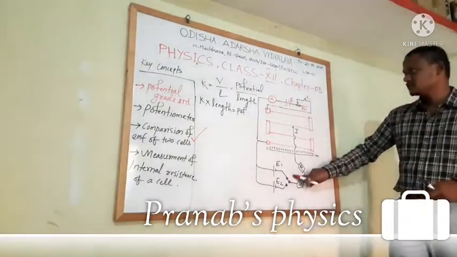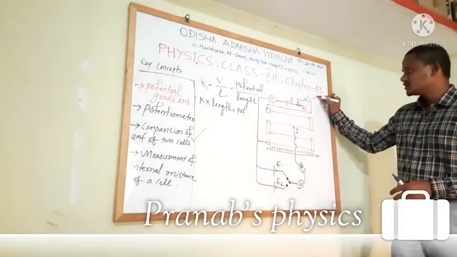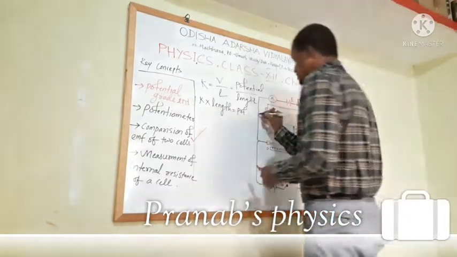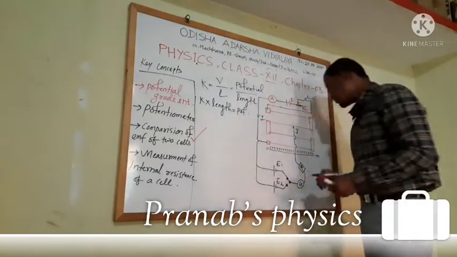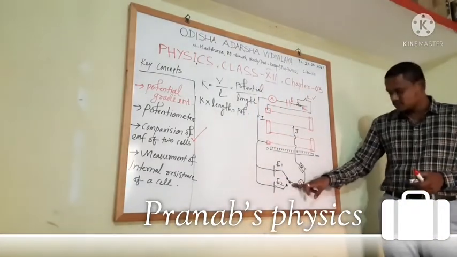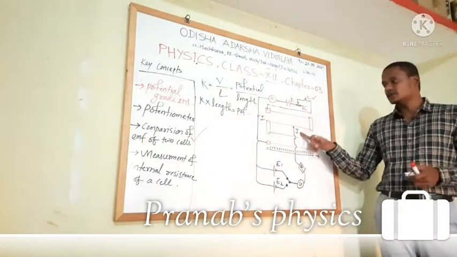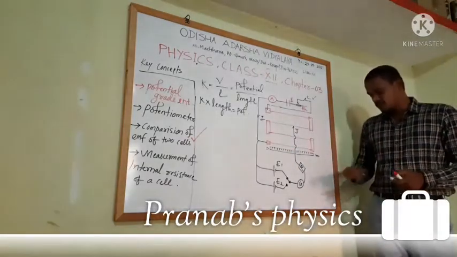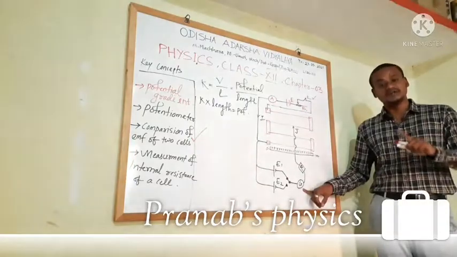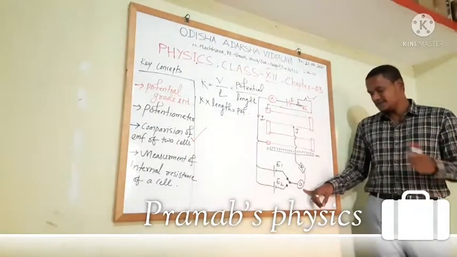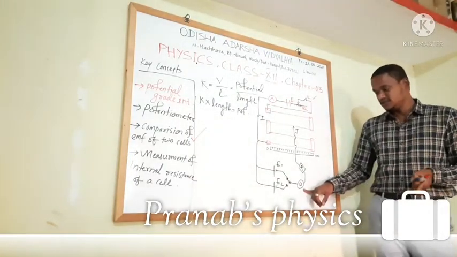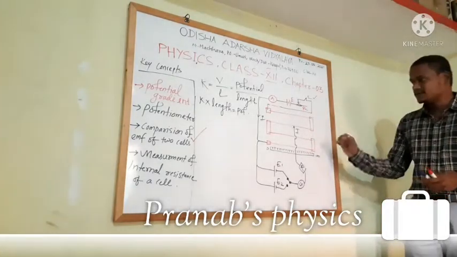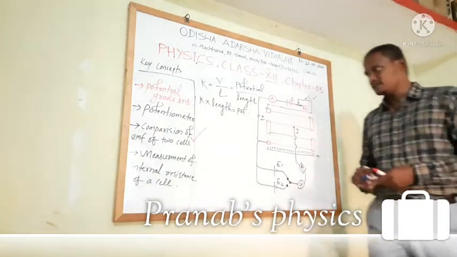Before connecting battery E1, you have to switch on key K, and with the help of the rheostat, make the current I constant. Once you have connected E1, move the jockey on the wire. At a certain point, the galvanometer reading becomes 0. At zero galvanometer reading, you get the balance point.